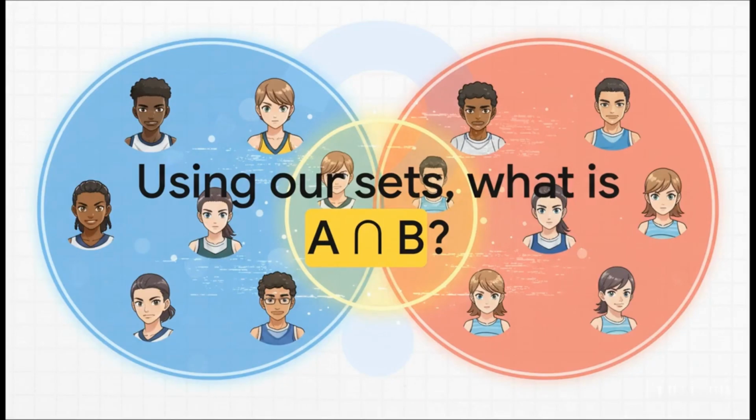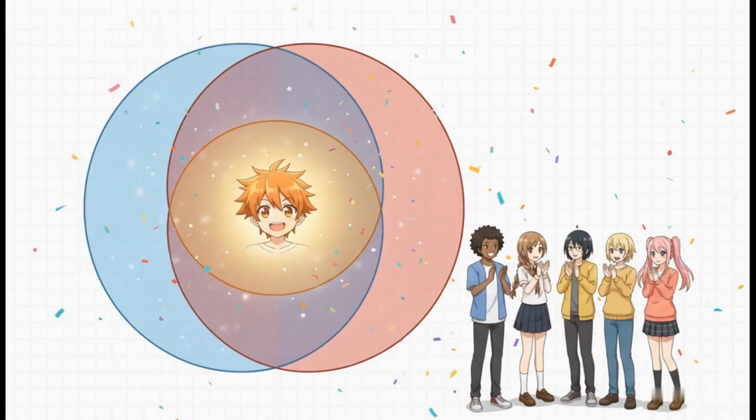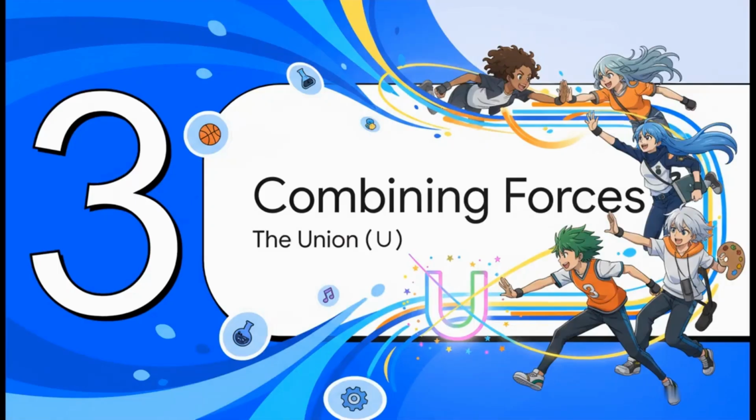So, let's try one out. Looking back at our set A and set B, which players are on both of those teams? What's their common ground? And that's it, the number 3. It's the only element we can find in both set A and set B. So, the intersection is just the set containing 3. And hey, you've just solved your first set theory problem. See? Not so bad.